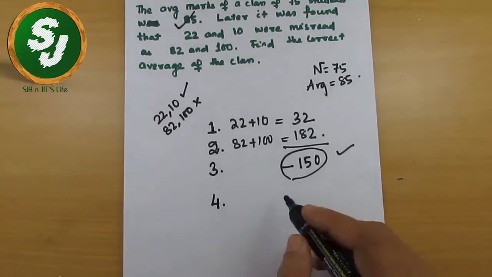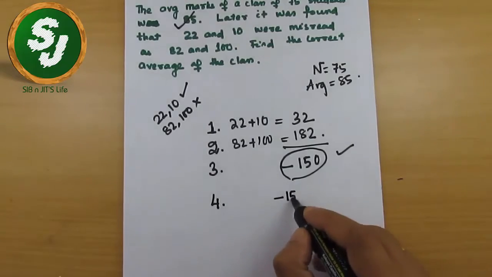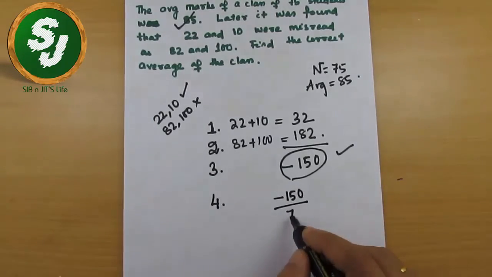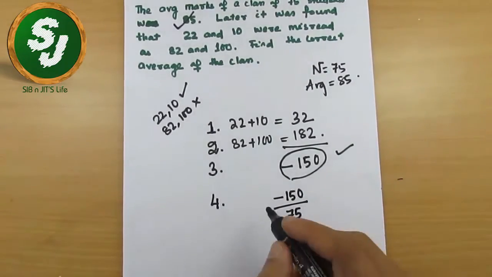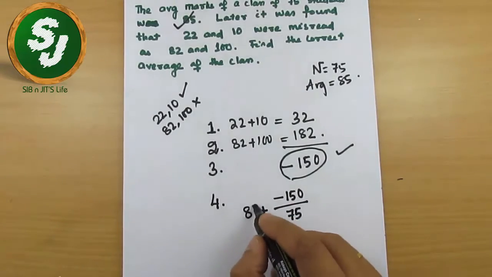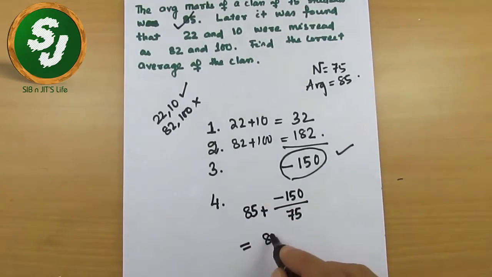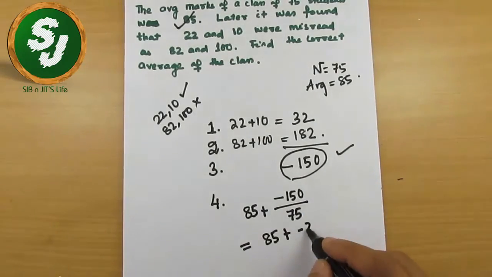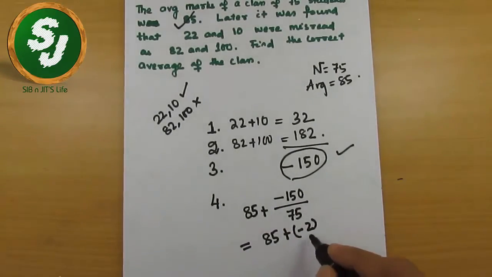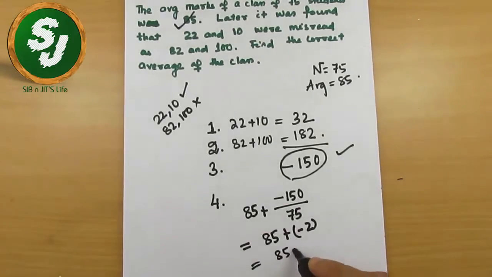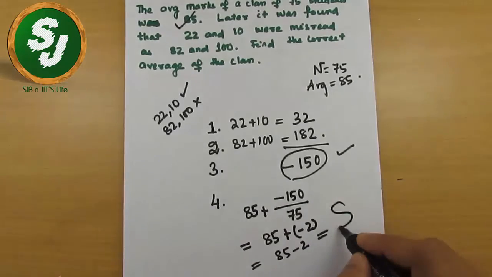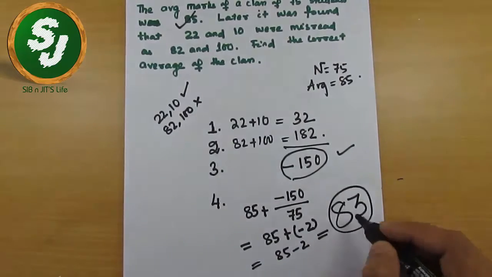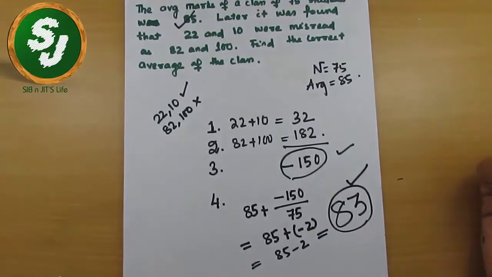Point number 4, how to write. Minus 150 divided by n, always, so 75, plus the average 85. This is very easy to calculate, even the numbers are very nice. 85 plus minus 2 becomes 85 minus 2, which is nothing but 83. So the correct average of the class is 83.